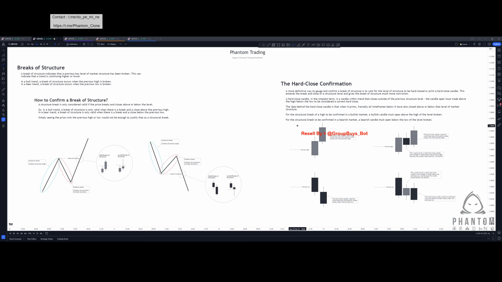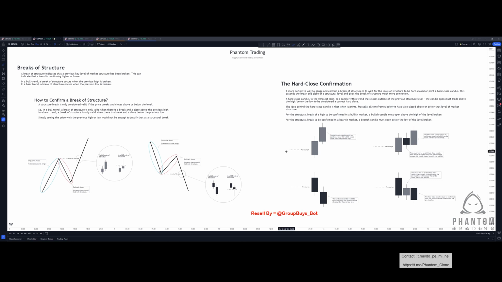So let's take a look at a bullish example, a break of a previous high, and confirm this break of structure with a hard close candle. So what we can see is we have a previous high denoted with this line.